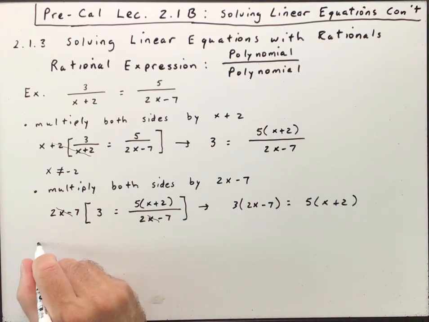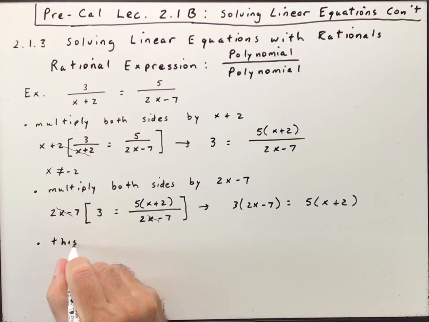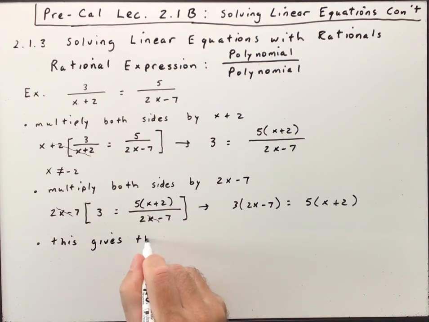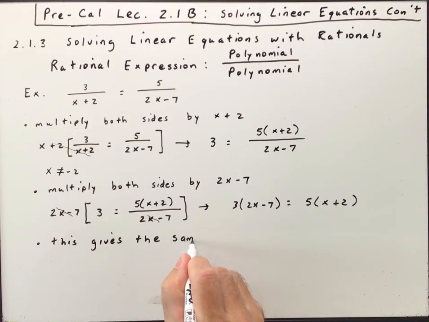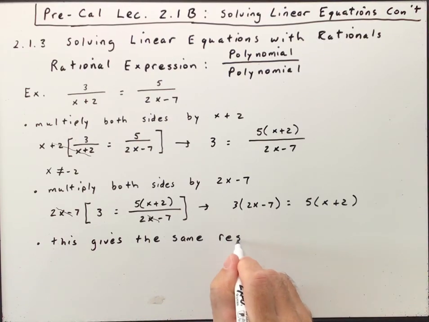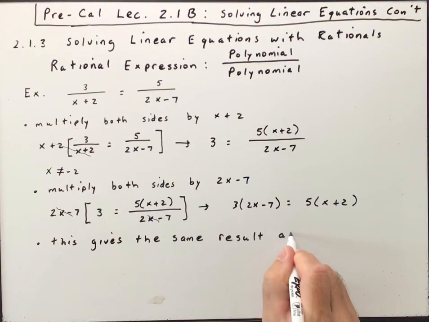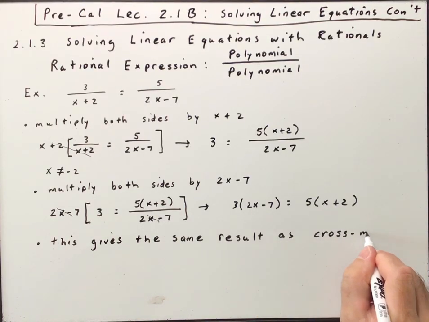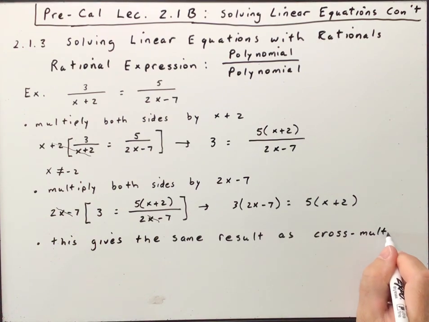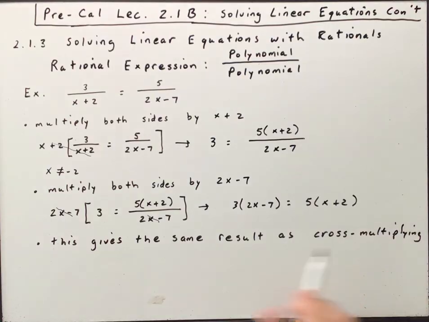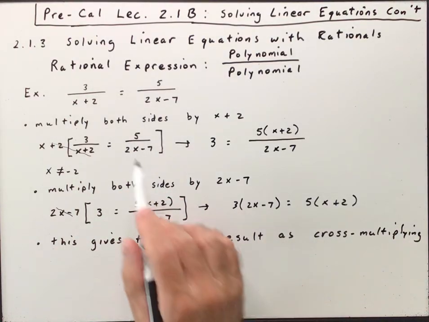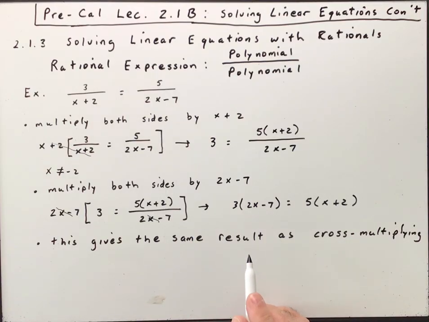So this gives the same result as cross multiplying. So now you know really where cross multiplying comes from. It's just a shortcut of this longer procedure. But all we really did there was cross multiply. I just broke it into multiple steps.